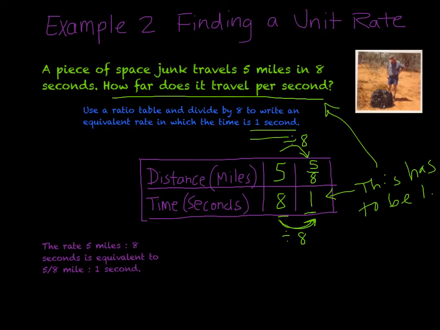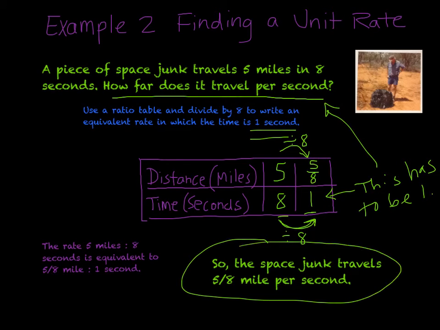So we can write that out using what we learned in 5.1 by using a sentence to describe what we're talking about. So pretty much the space junk travels 5/8 mile per second, and that's what we just solved, and that would be the answer to my question. Remember, the biggest thing here is going with what they gave us. They gave us a rate for 5 miles to every 8 seconds. They want to know how far does it travel per second. They don't tell us 1.